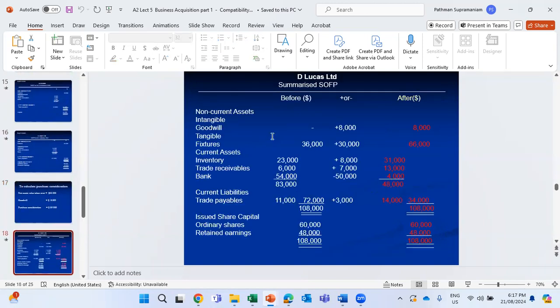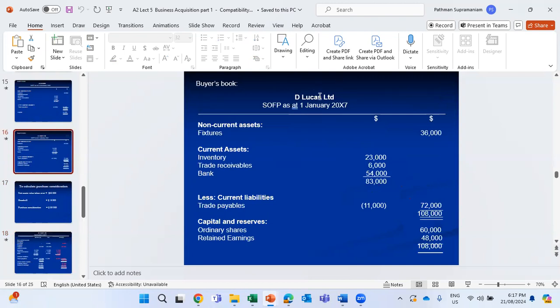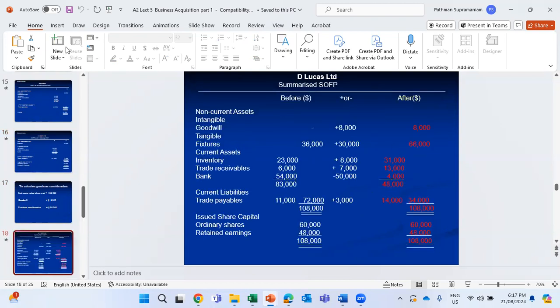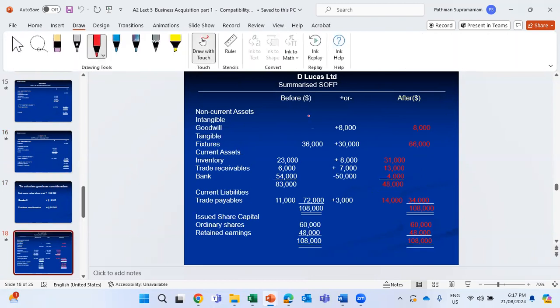So how does this look? Now remember, this is the buyer's original SOFP. These figures are copied from there. What you need to take care of is that what you put here balances, that means it follows the accounting equation. So how does this work?